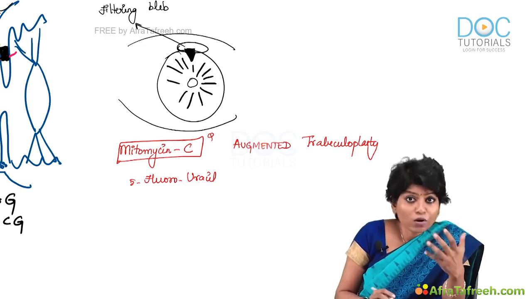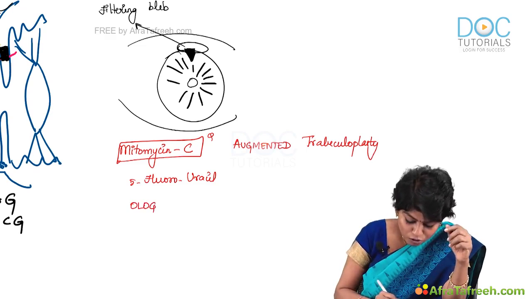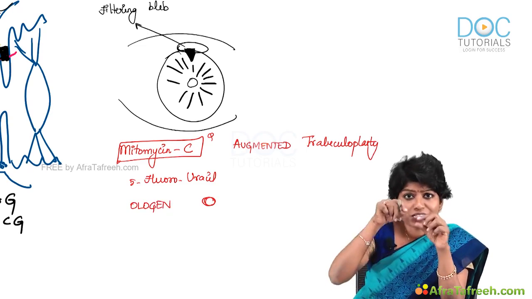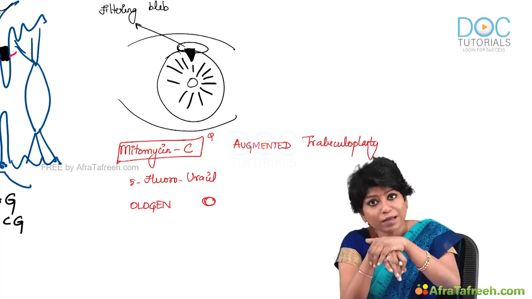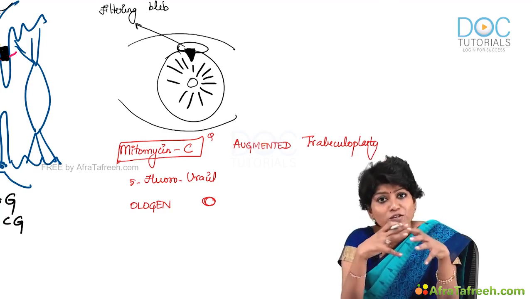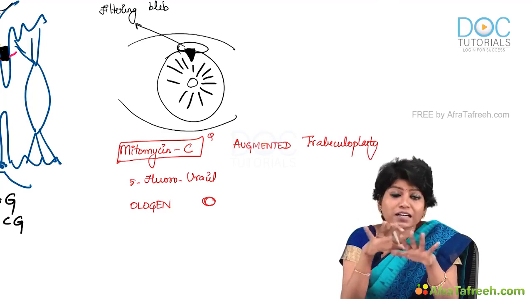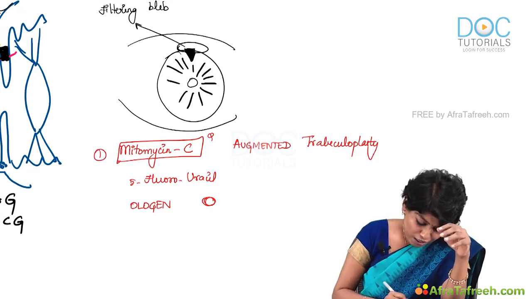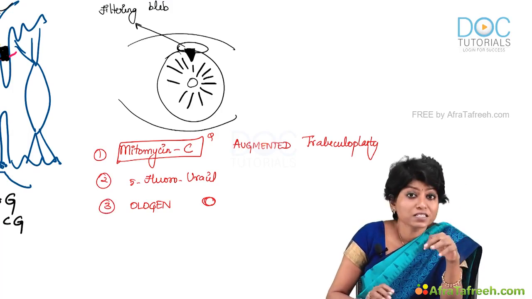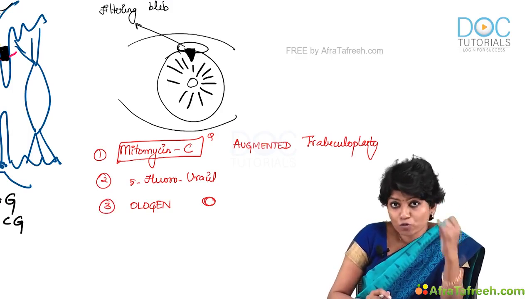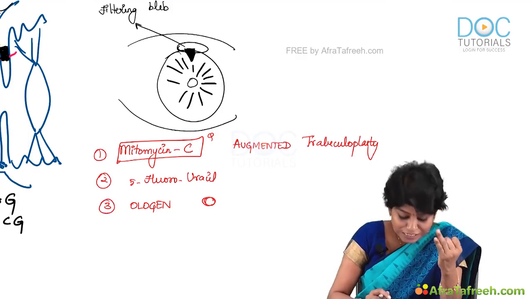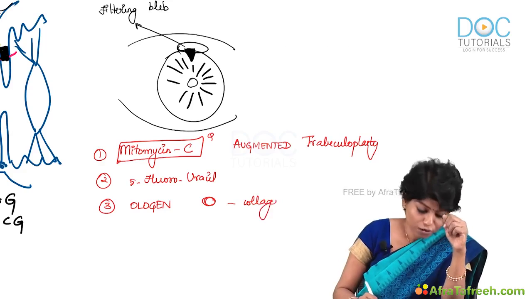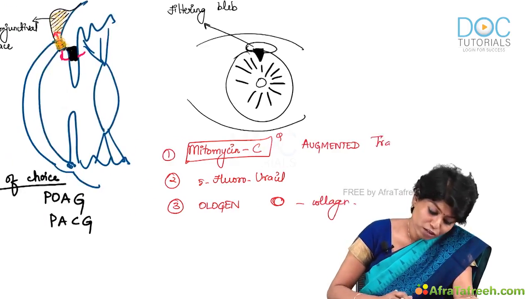Now, of late we also have something called ologen. Ologen is nothing but a small piece of collagen. You just leave that collagen in that filtering bleb area, okay. That makes sure that the fibroblasts do not proliferate and close the trabeculectomy site. So, what are the three things used to enhance this trabeculoplasty and keep it patent? Mitomycin C most commonly, also 5-fluorouracil, and also this ologen, and ologen is nothing but collagen, okay, right. So, this is about trabeculoplasty.